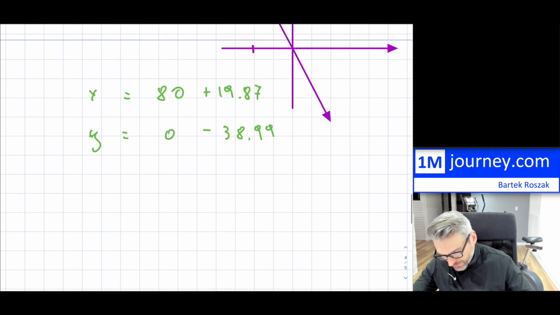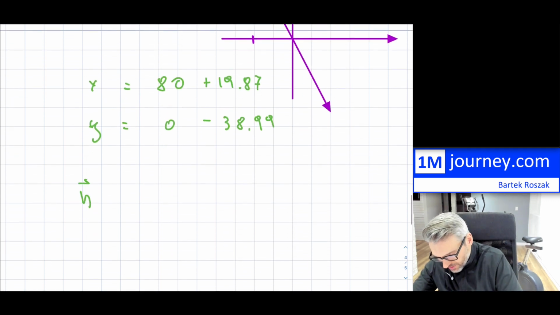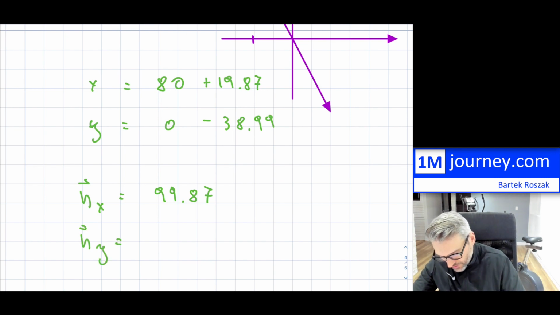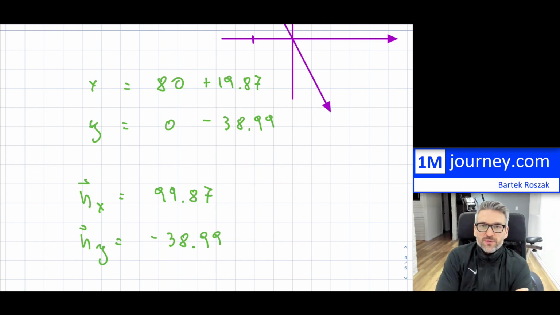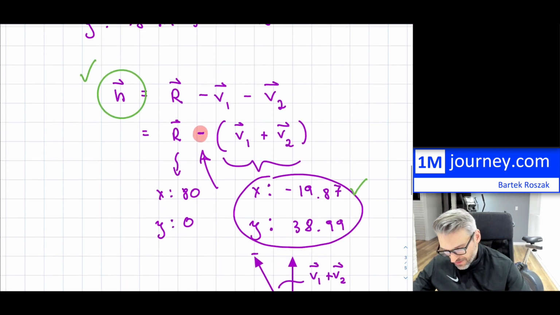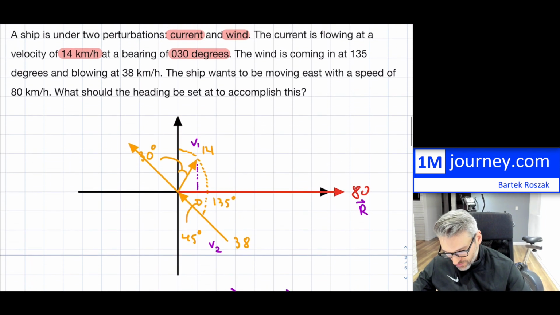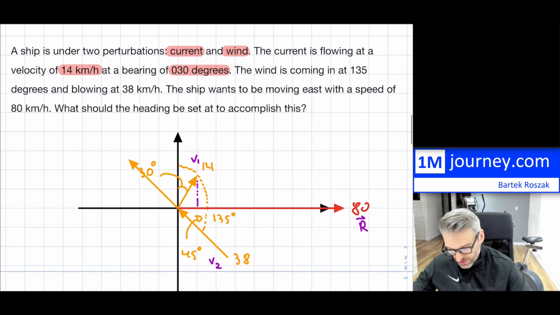So there you go. So my h, the component for x, is going to be, I guess, 99.87. And then my h for my y component is going to be negative 38.99. So I have now found this, right? So I have found my h, and that would have been my heading, okay, in terms of trying to figure out what that would be.